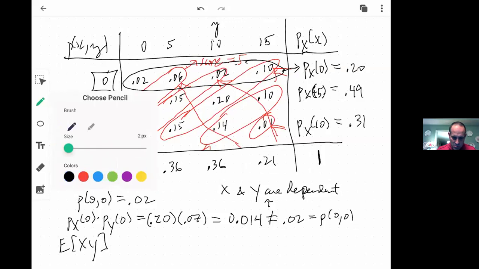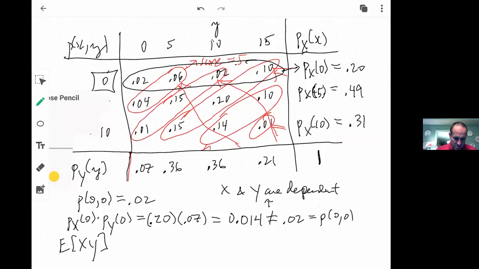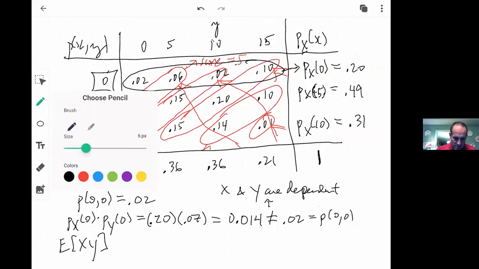Okay, so let me use the purple color here. That'll make my kids happy. Okay, so I'll make that a little bit bigger.